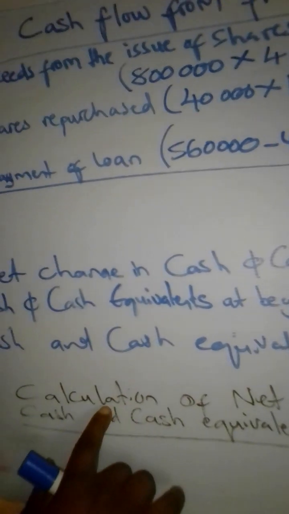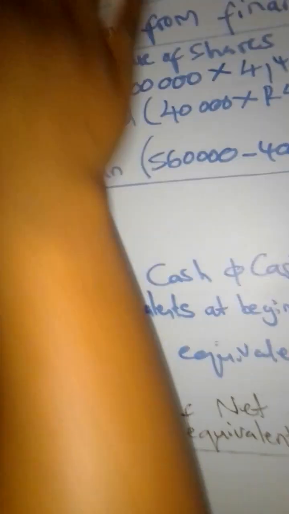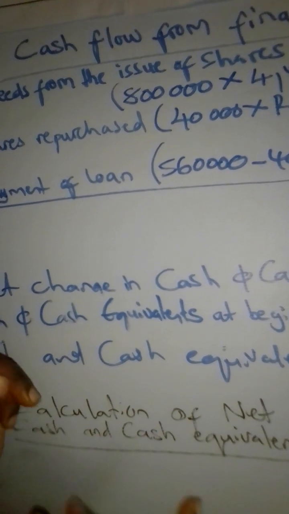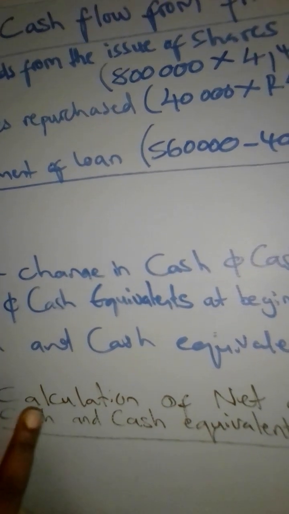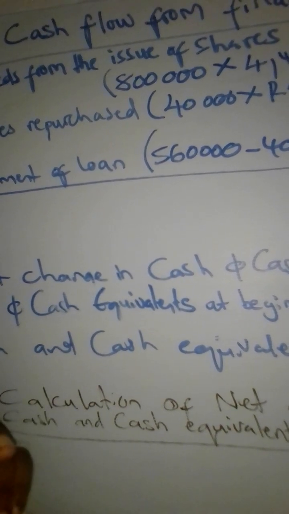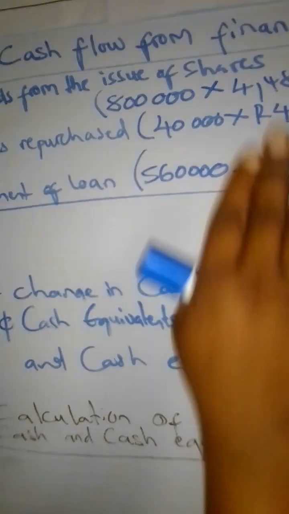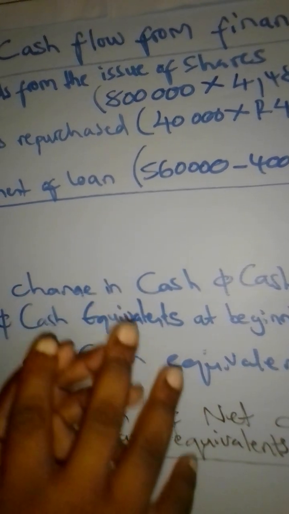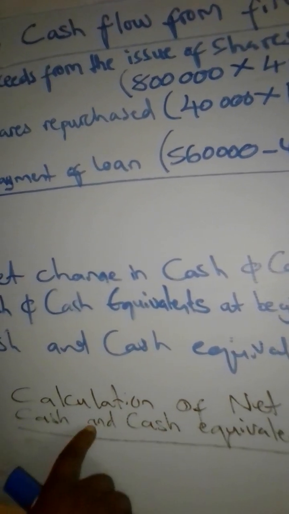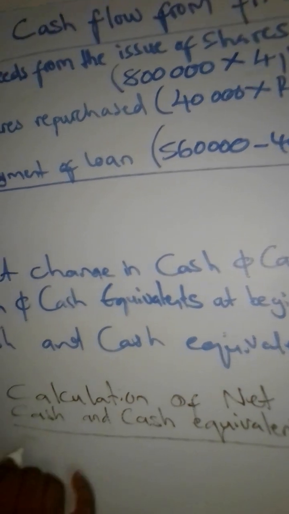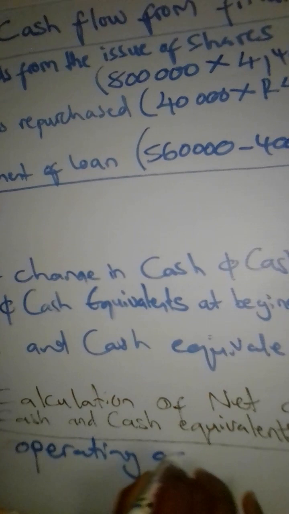There is something that I also want you to note: how to calculate the net change in cash and cash equivalents if you are doing the full cash flow. Remember, we have got the amount for cash flow from operating activities on 1, cash flow from investing activities on 2, cash flow from financing activities on 3. So adding those three totals will give you the net change in cash and cash equivalents. Let me show it to you here. The money that we got from operating activities.